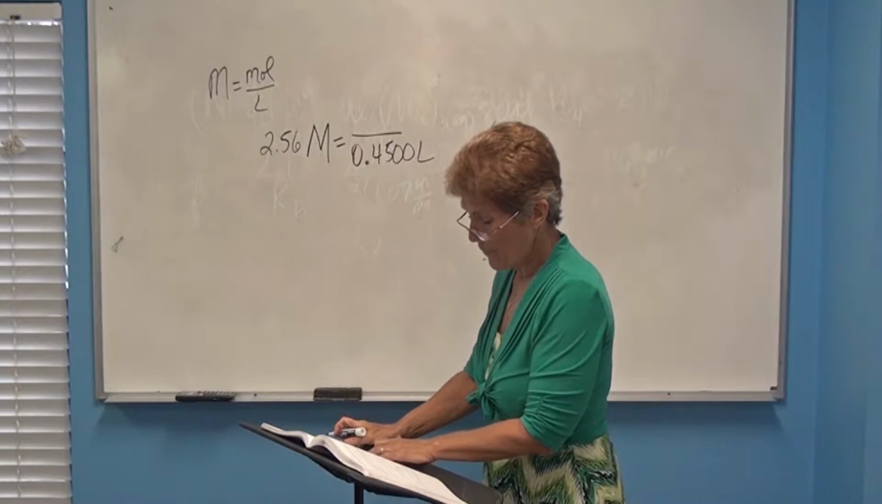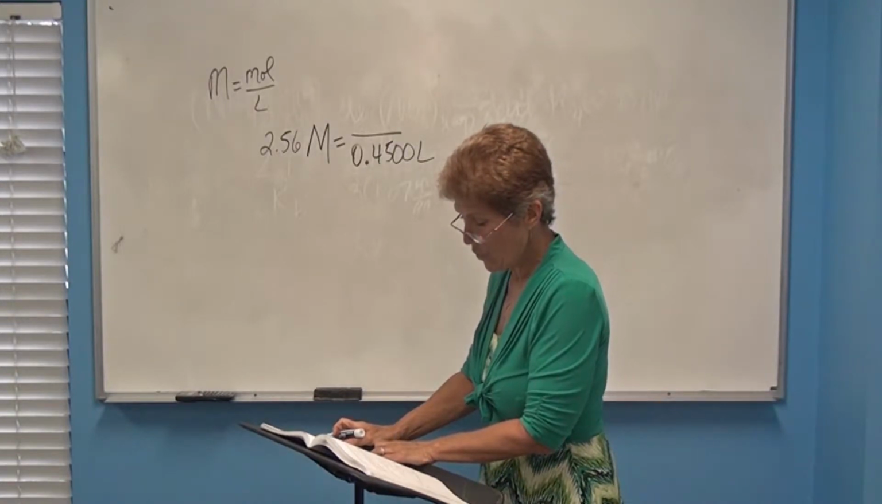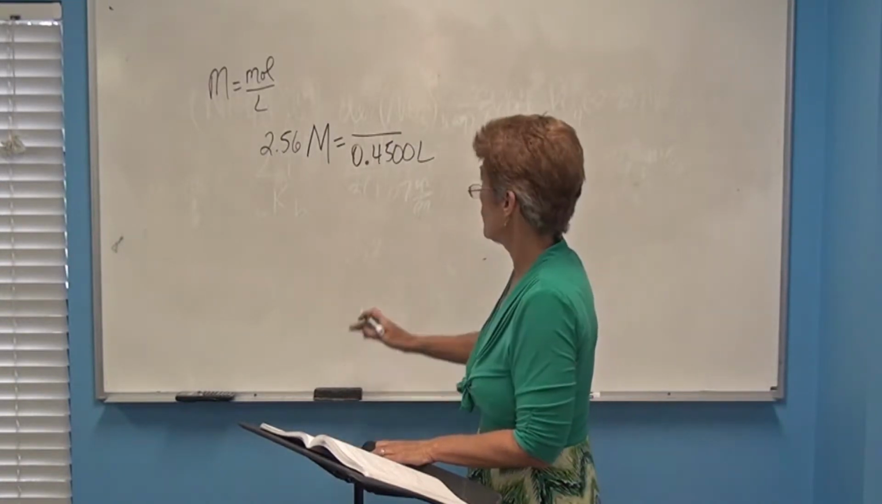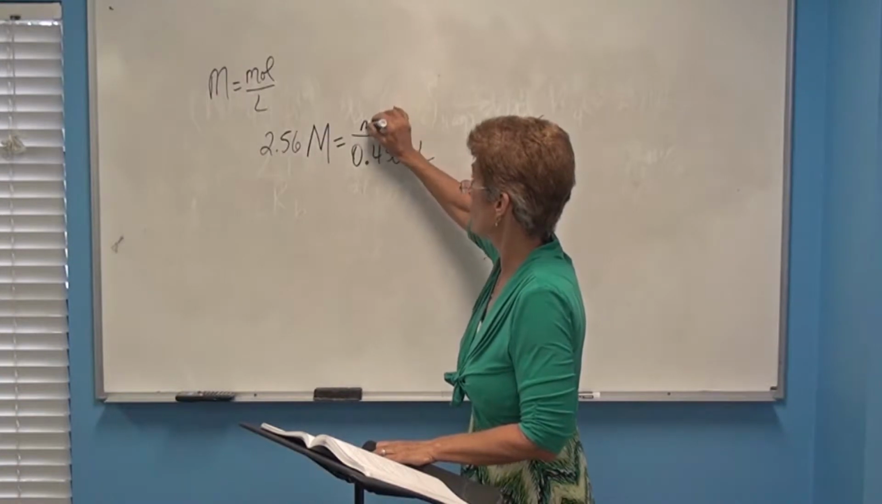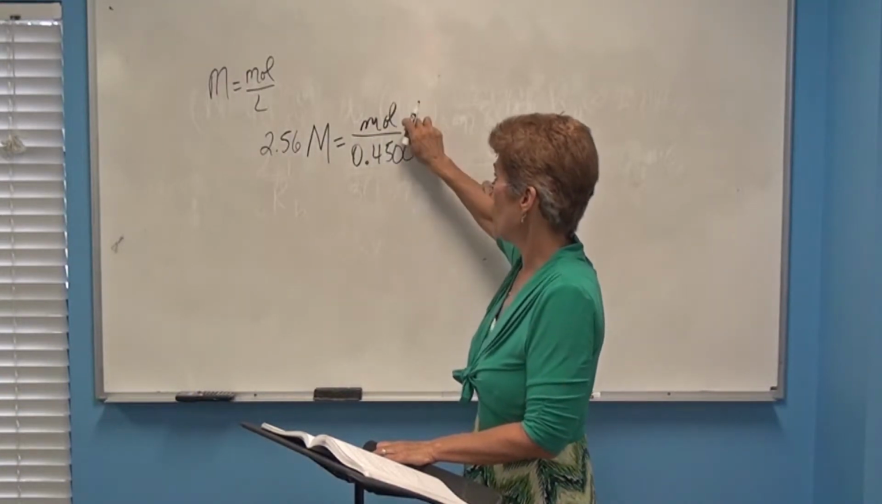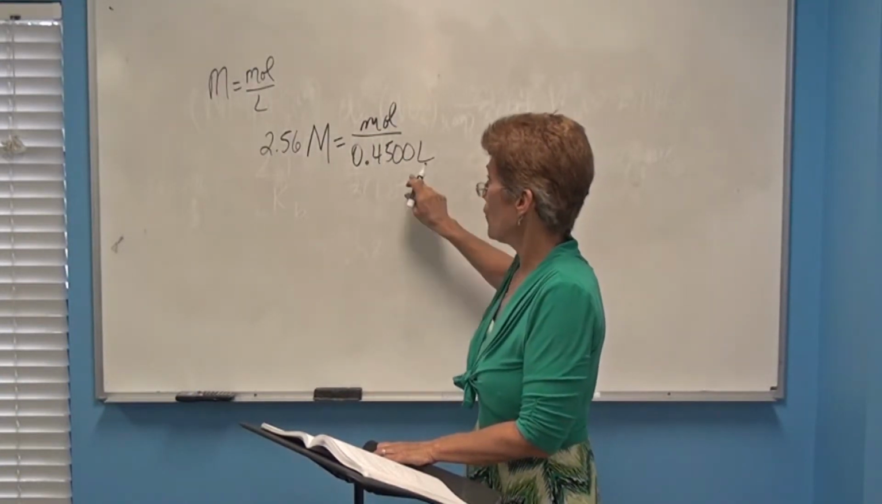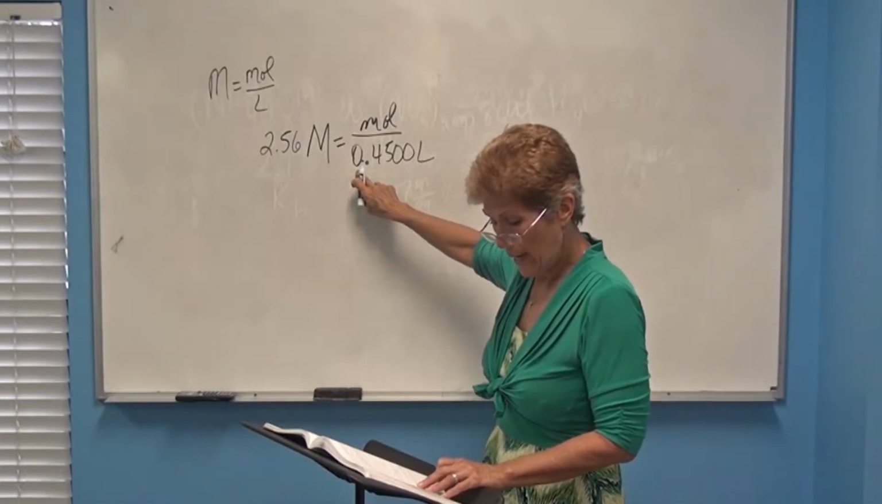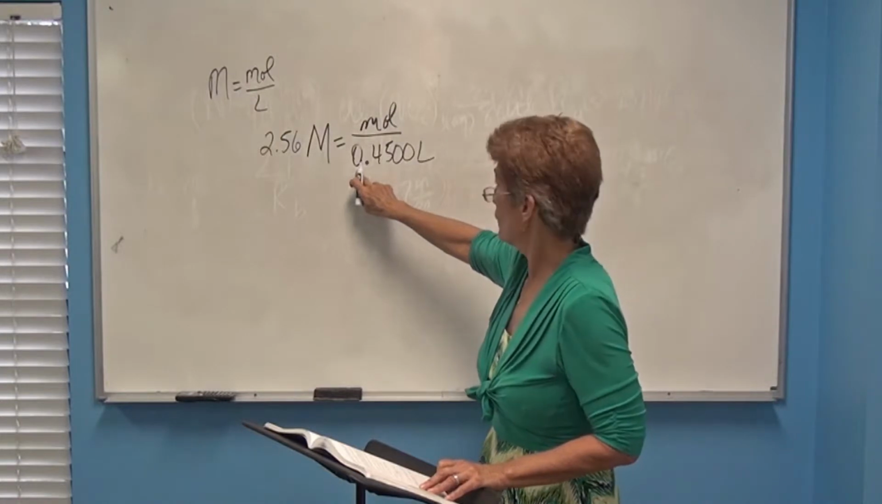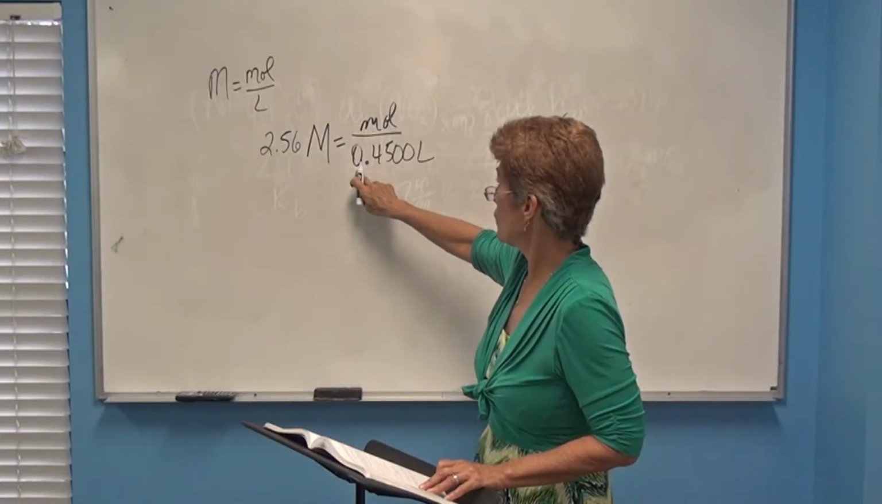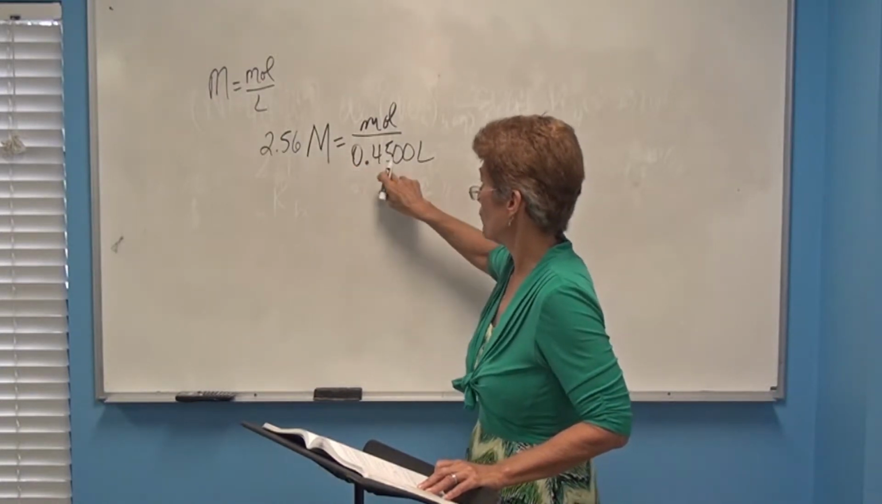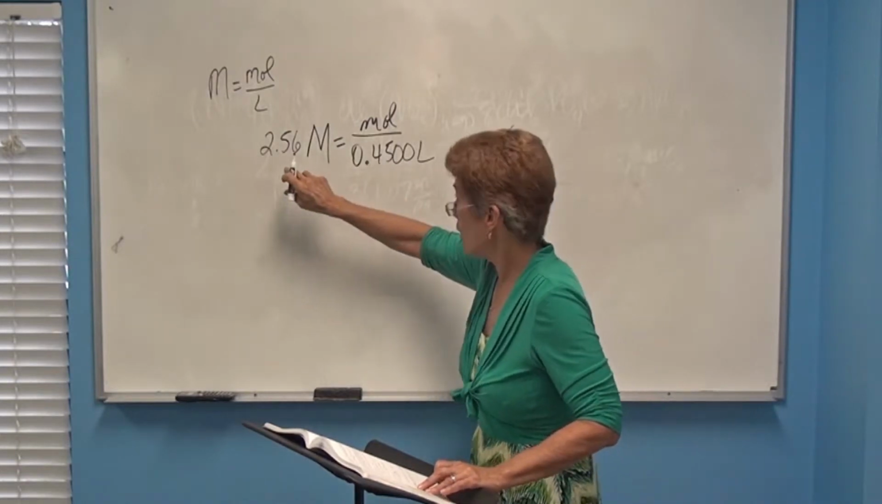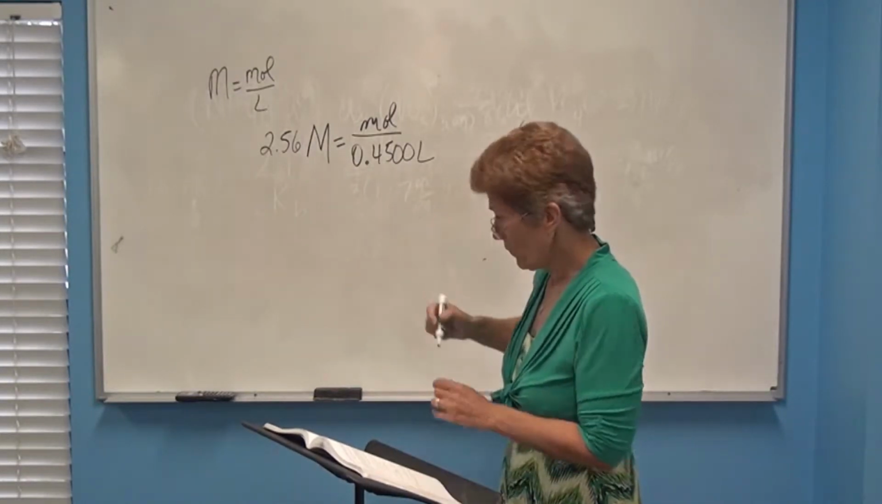And then we need to know how many grams, because we need this, don't we? We're looking for the moles. And if we can find the moles, then we can find the grams. So you go ahead and multiply these two together, and that's going to give you moles, because this is moles per liter. So if you multiply this times this, it's going to give you moles.